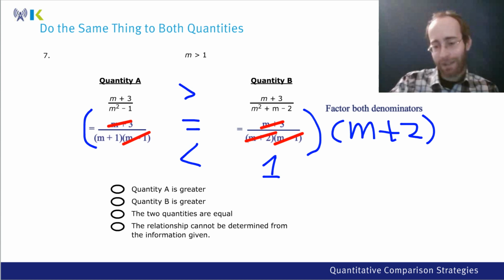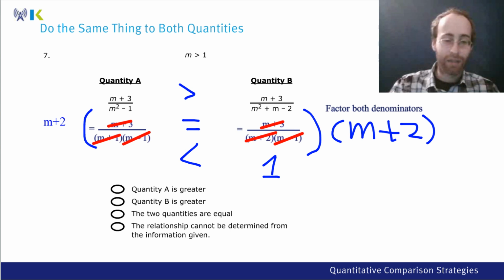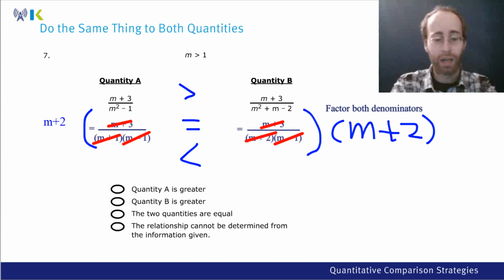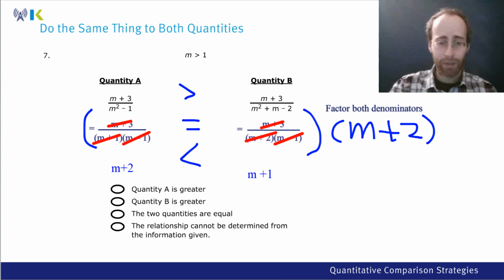On the left side in quantity A, though, we have an m plus 2 just hanging out there. Then we can multiply both sides by m plus 1, and the same thing happens. On the left in quantity A, the m plus 1 cancels, and on the right in quantity B, this 1 gets replaced with an m plus 1, because 1 times m plus 1 is m plus 1. So what's left is m plus 2 in quantity A and m plus 1 in quantity B.